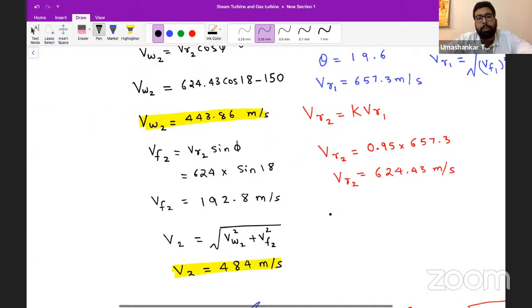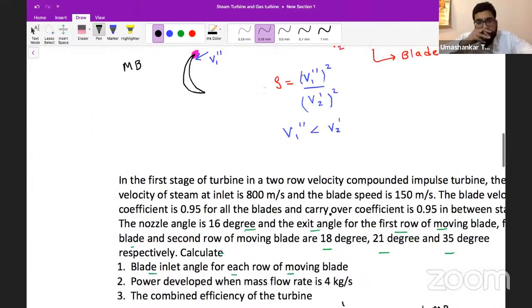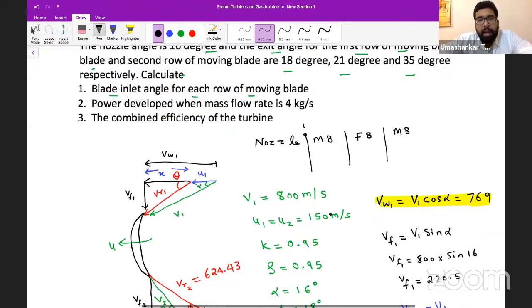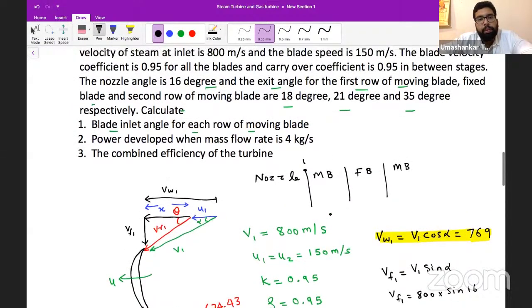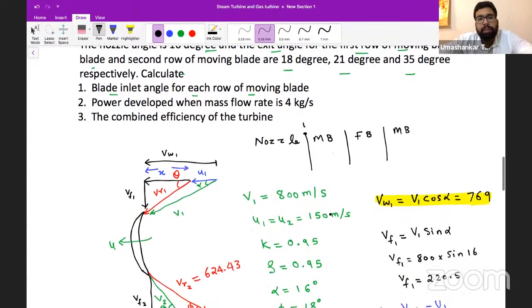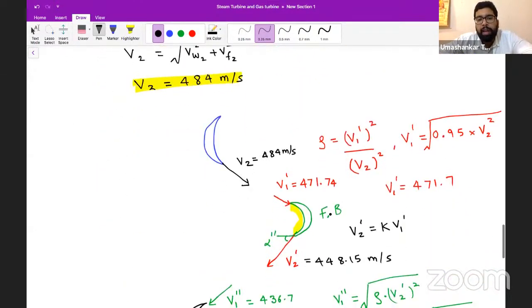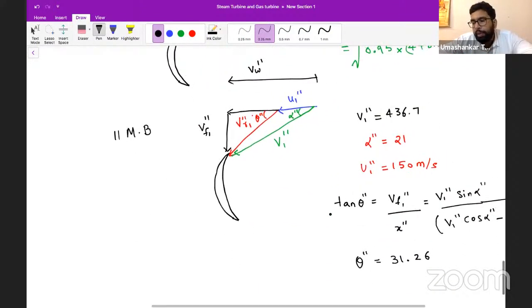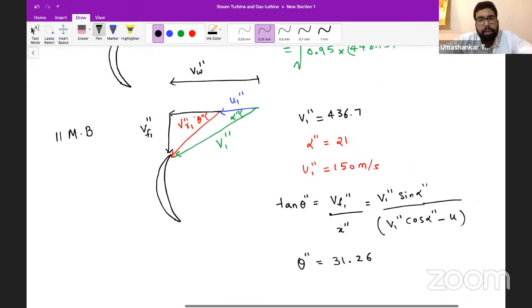So can we say the first part of the question is completed? Blade inlet angle for each row of moving blade, is it completed or not? So you can say yes, sir, it is completed because we have theta. So for the first set of the moving blade, we have the first stage inlet angle of the moving blade, and we have theta double dash. We have theta double dash for the next blade.